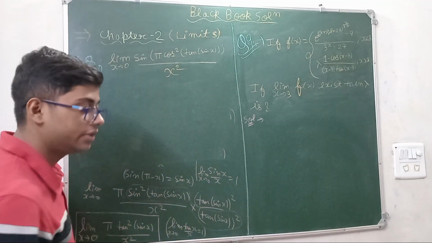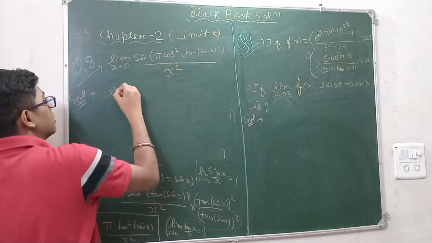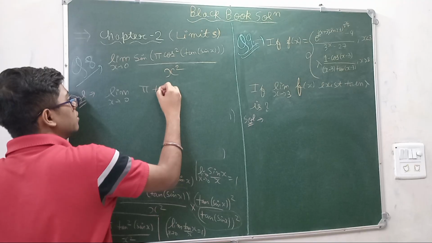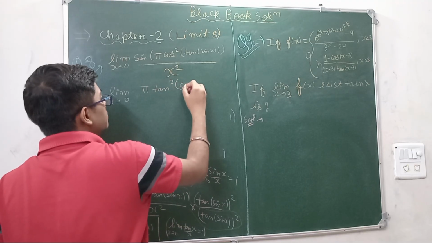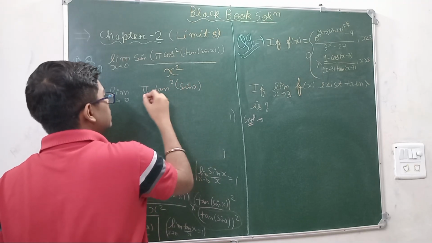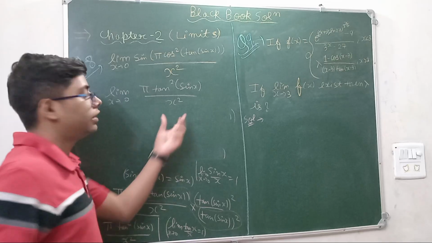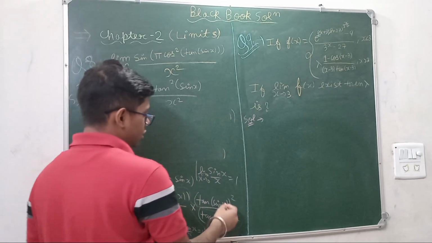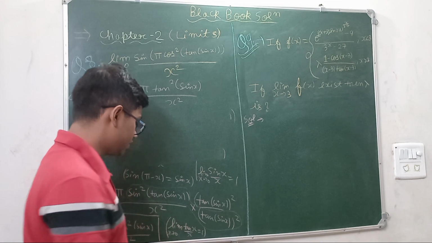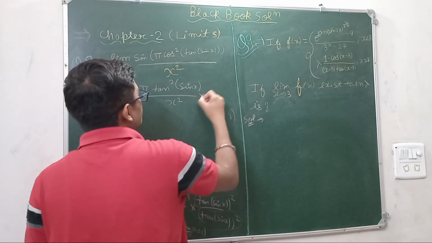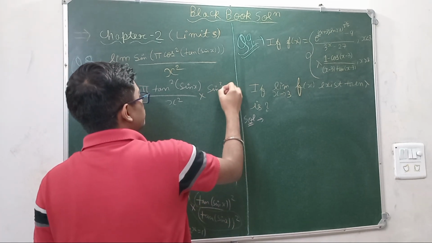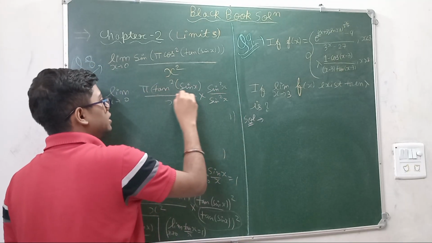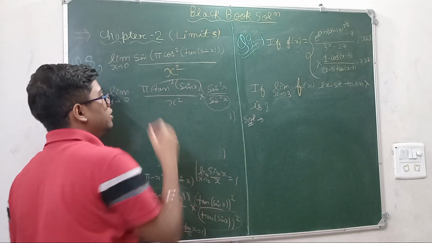We are left with limit x tends to 0 of pi tan square x sin x upon x square. Now we will multiply and divide by sine square x. Why? Because here x square is there, and we know limit x tends to 0 of tan x by x is 1. So multiplying by sine square x and sine square x, according to the standard limit result, this will become 1.